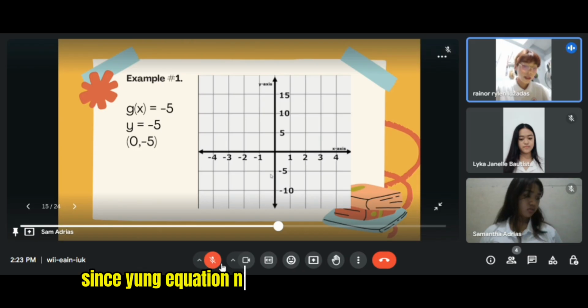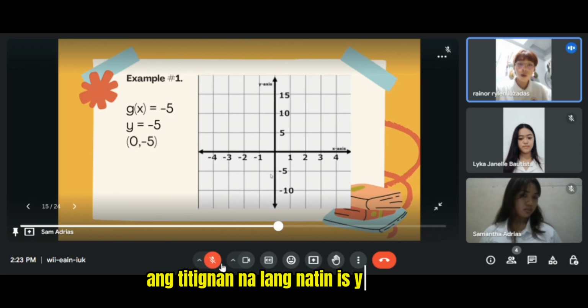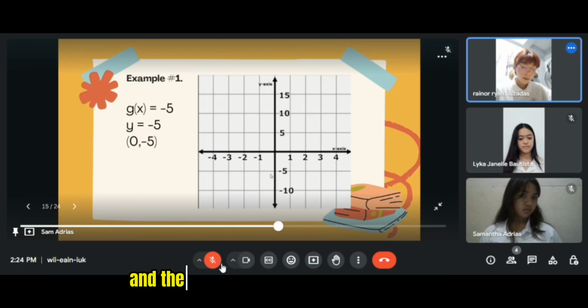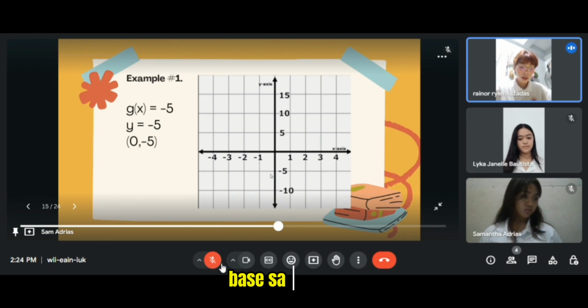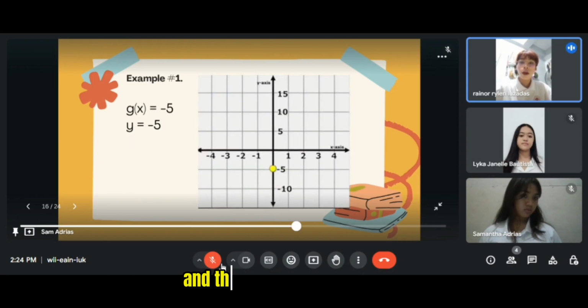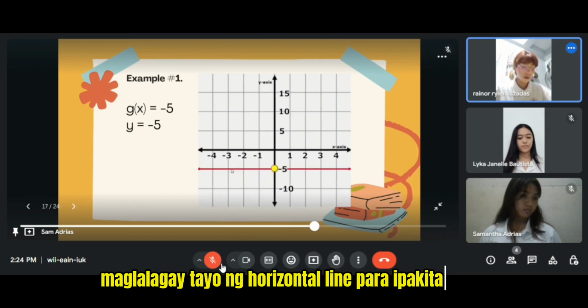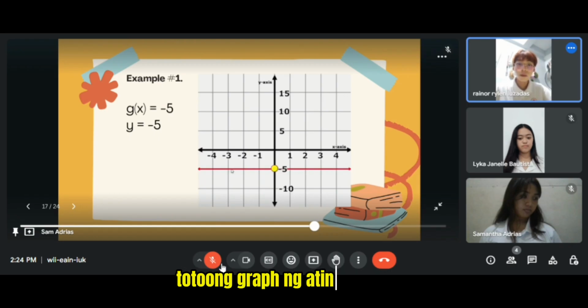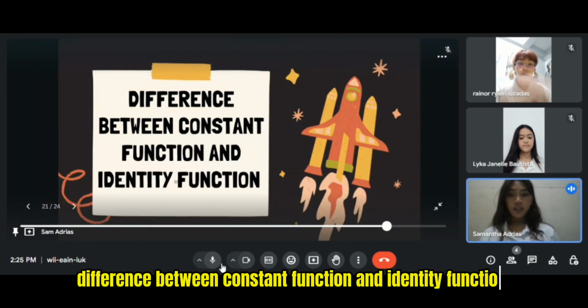Since yung equation natin naging y = -5, ang titignan na lang natin is yung y-axis. And then if nahanap na natin yung exact plot, maglalagay tayo ng dot, and that dot will serve as our base sa graphing. And then after you plot the dot, maglalagay tayo ng horizontal line para ipakita yung totoong graph ng ating function.